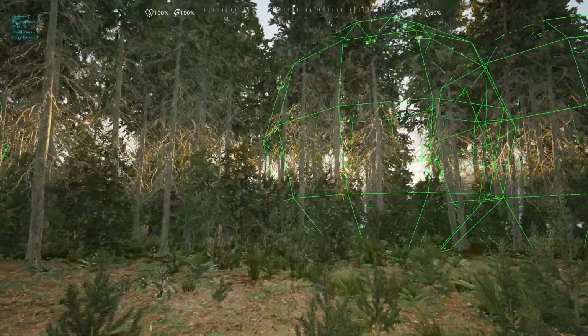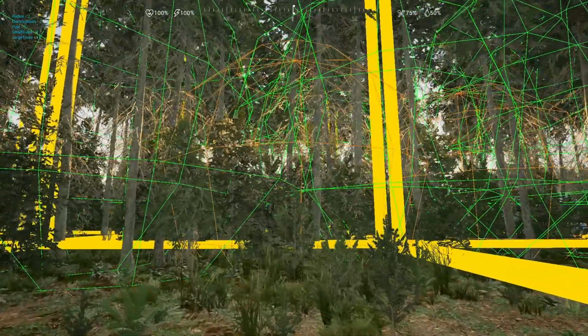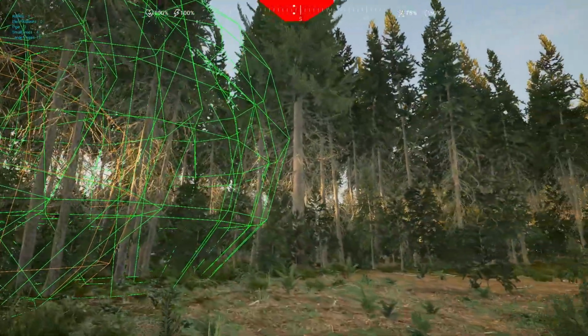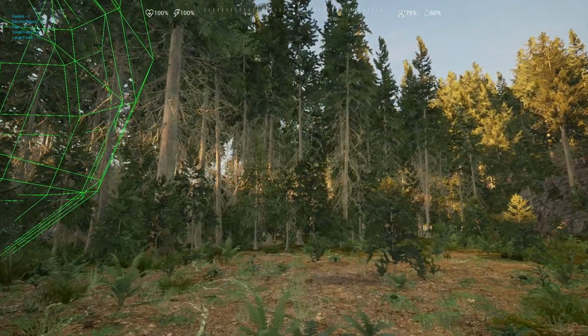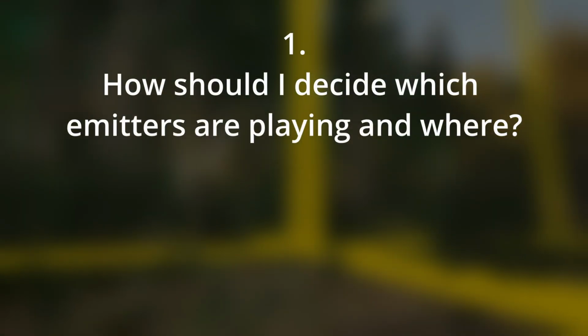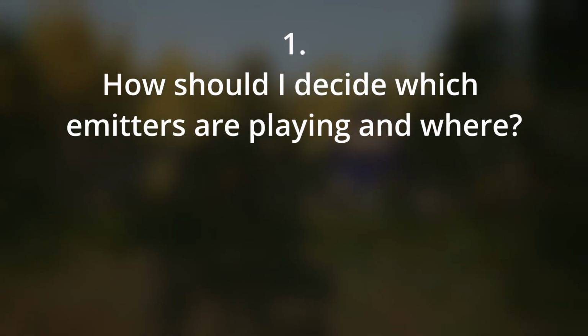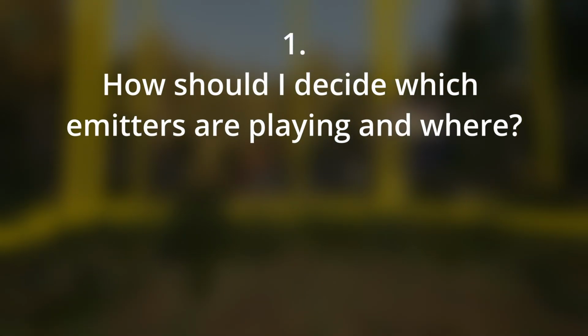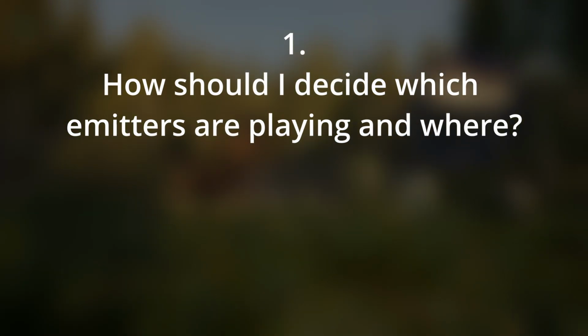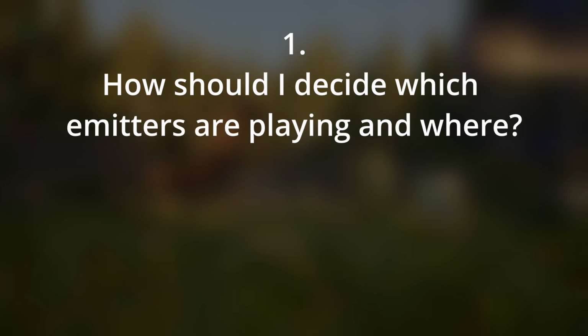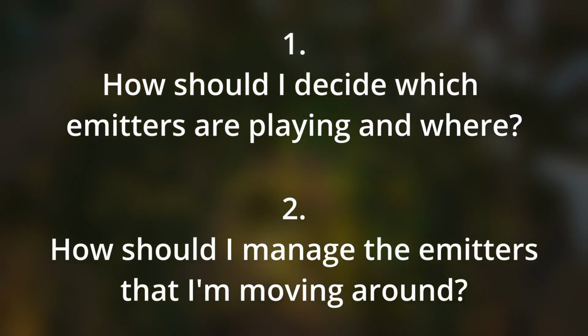I have my own ideas on developing the rest of the system, but I'd love to hear your thoughts on my upcoming challenges with the system's design. How should I decide which emitters are playing and where? Should I play sounds from all the emitters in the closed boxes, or should I somehow reduce the number even further? How should I manage the emitters that I'm moving around, and track which one is in use or not in the most efficient way? I'd love to hear what you guys think about that.